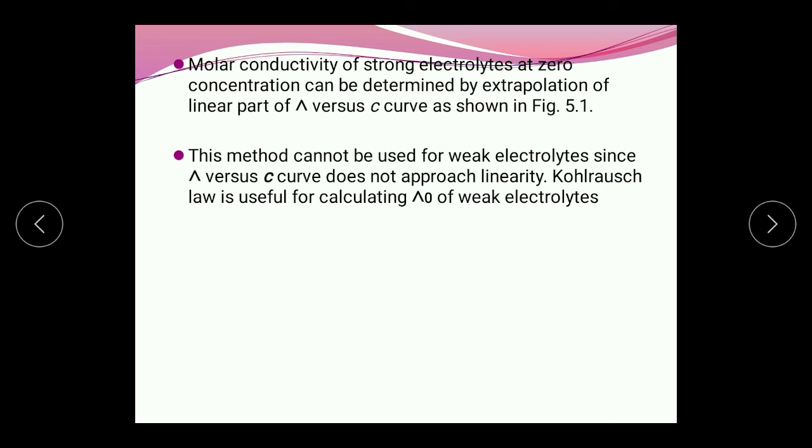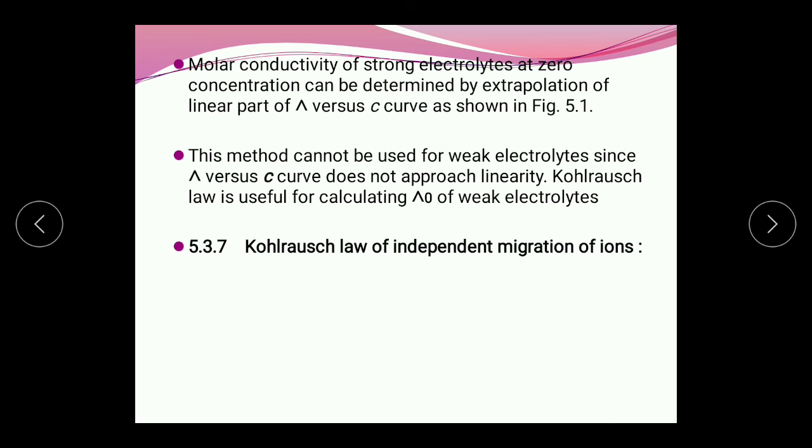So he has given one law for calculating lambda 0 of weak electrolytes. And from that law and the equation dependent upon that law, we can find the lambda 0 value for weak electrolytes. Understood? For strong electrolytes, we can directly plot a graph, and by the extrapolation method, we can find the lambda 0 value. Now, what is the Kohlrausch law for weak electrolytes? This law is very important.